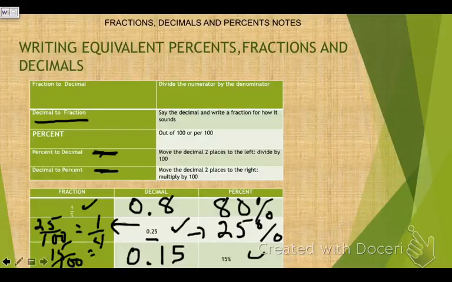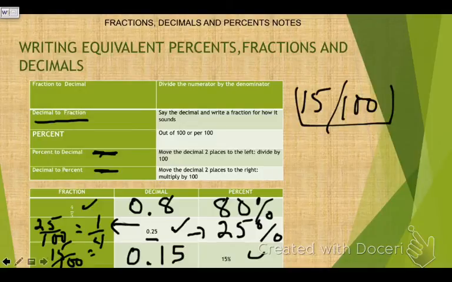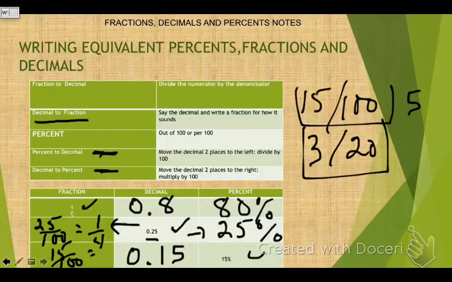15 100ths. Let's divide. Let's see. Well, I can divide both of these by 5. So 100 divided by 5 is 20. And 15 divided by 5 is 3. That's in its simplest form. So my answer of 15 hundredths could also be written as 3 20ths.